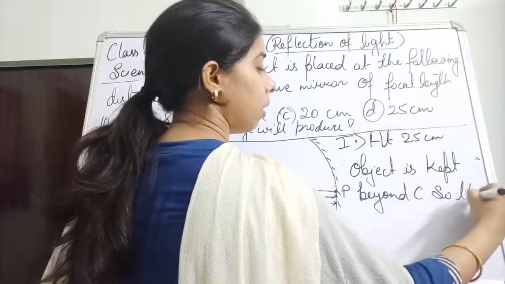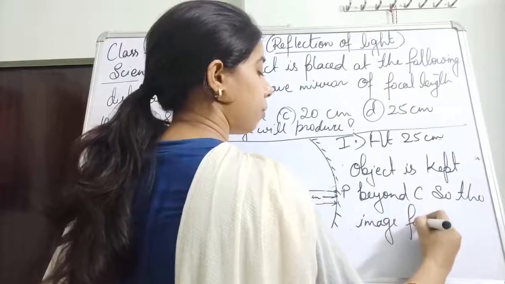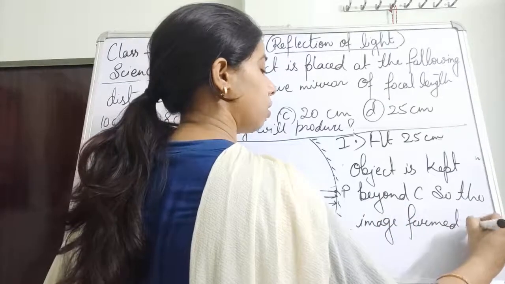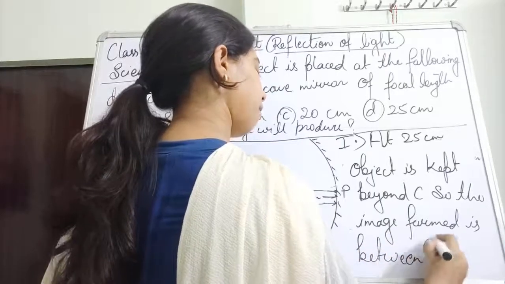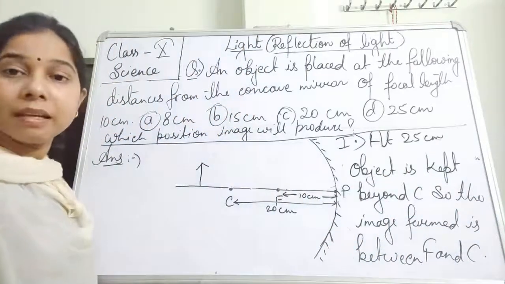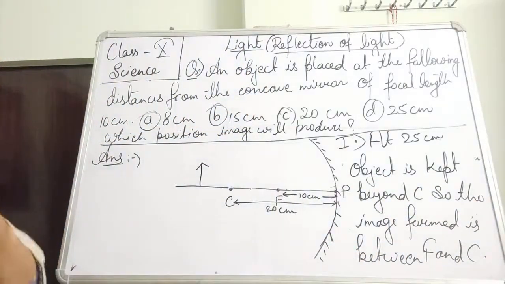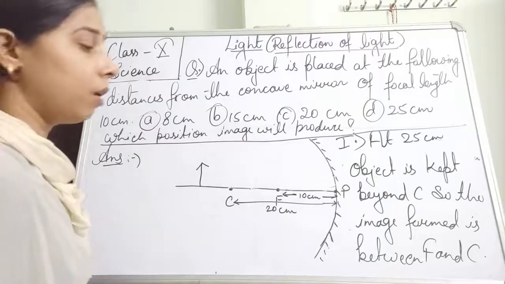So the image formed is between F and C. So the image formed is in between F and C. Okay, at 25 centimeters the object is kept beyond C, so the image is also formed between F and C.